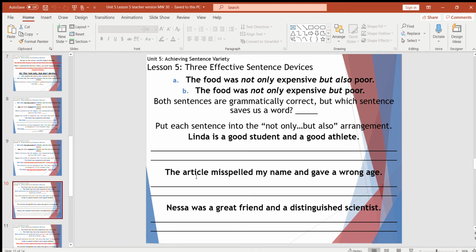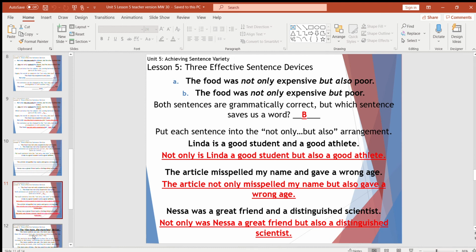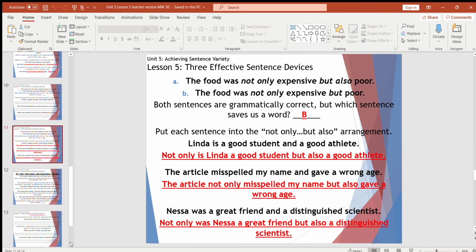Nessa was a great friend and a distinguished scientist. So again, we start off with the not only. Not only, helping verb was whom? Was Nessa a great friend, but also a distinguished scientist. So there are some of your answers. Again, there's some variation depending on what words you choose.